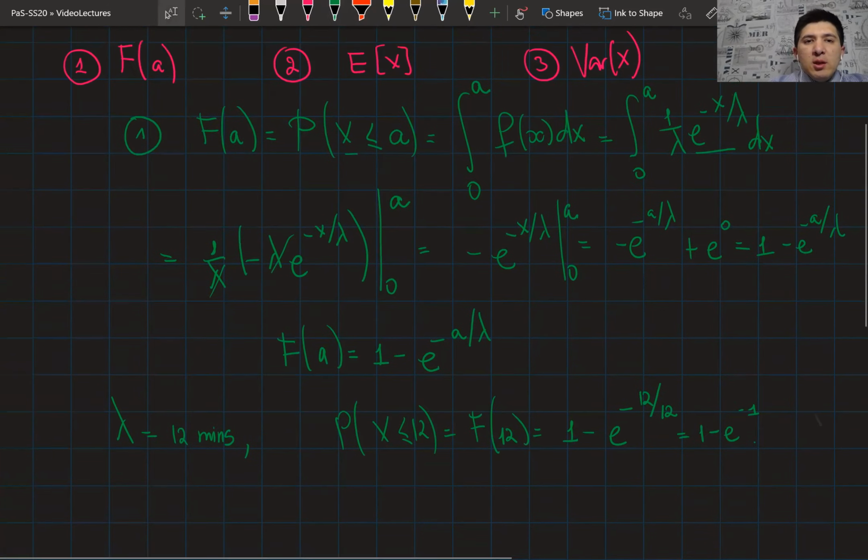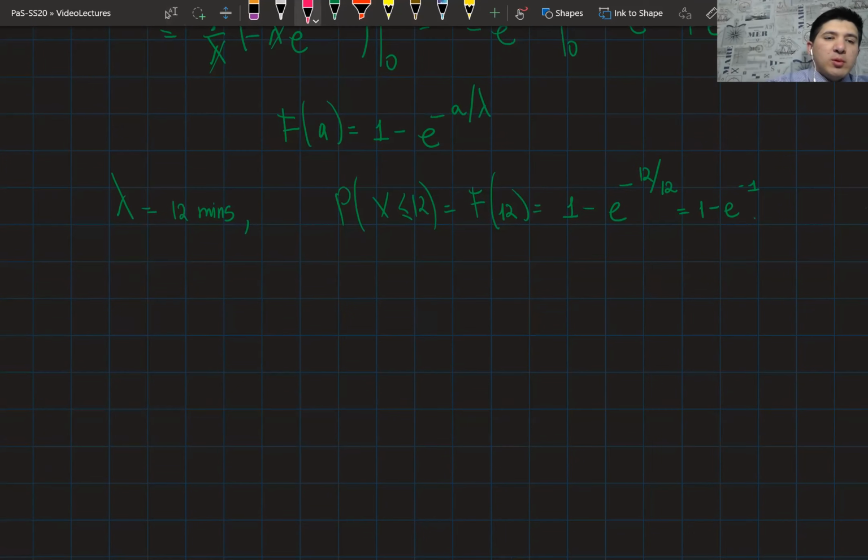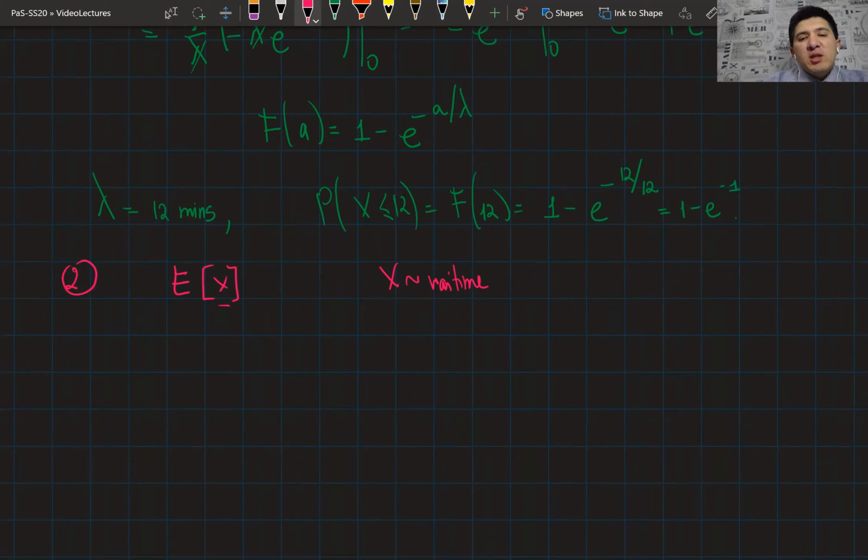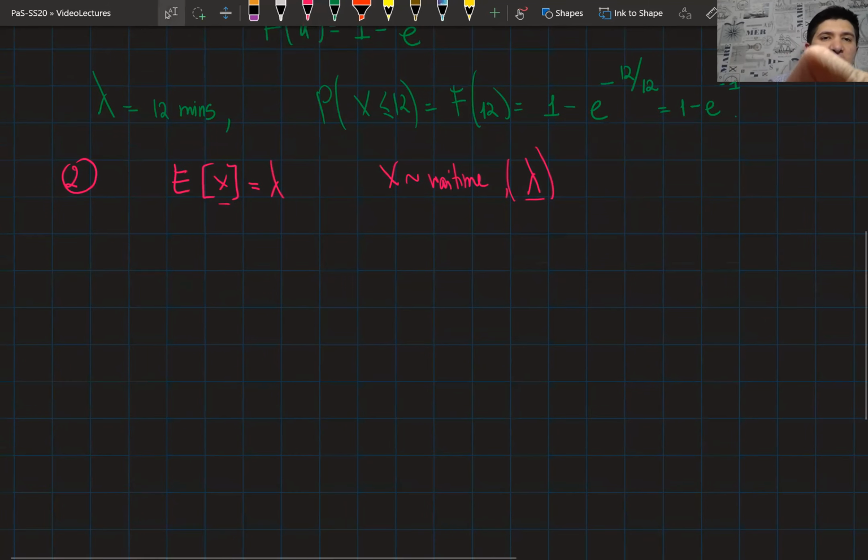So let's do the second part. The second property: we have to evaluate the expected value. Do you remember the meaning of the expected value? The expected value means the average of this x. If x is the waiting time, which has the exponential distribution coming with the parameter lambda, which is actually the average waiting time, then the expected value of x should be equal to lambda. But if you don't believe me, we can try to prove this. So let's try.